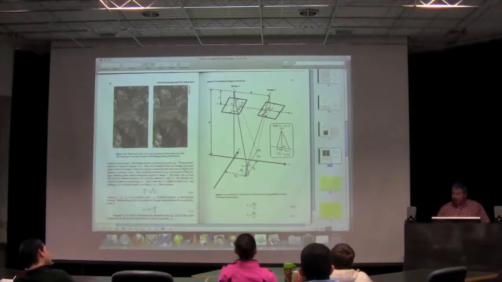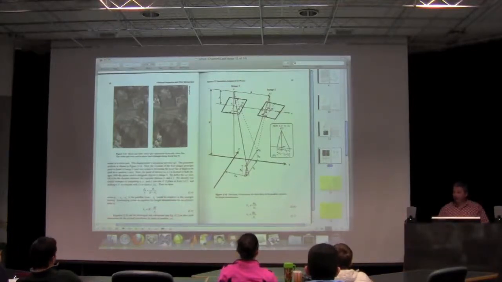The top of this tower is going to move less than the bottom of the tower between two photographs because it's closer. Oh, wait. No, it's going to move further. Sorry. The top is going to move further on the two photographs than the bottom.